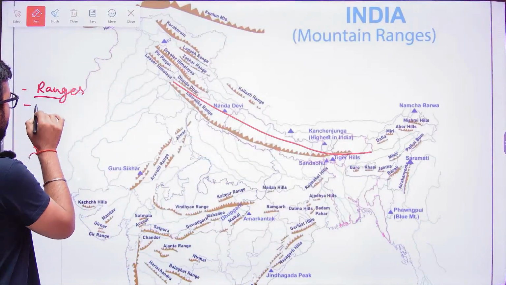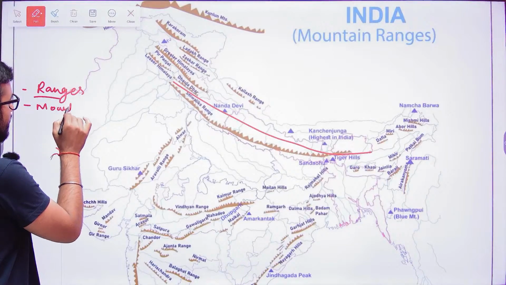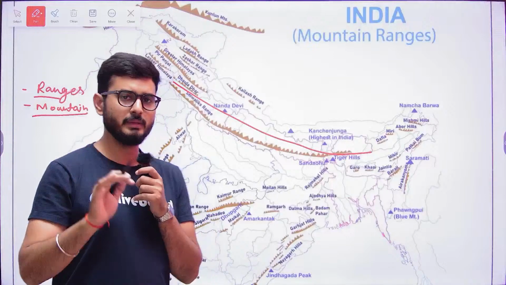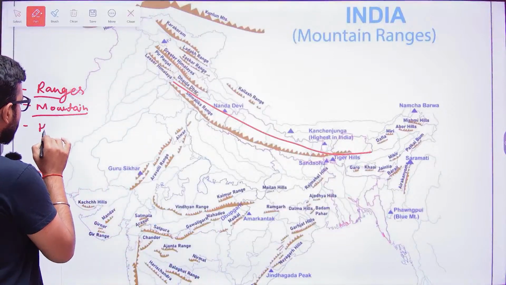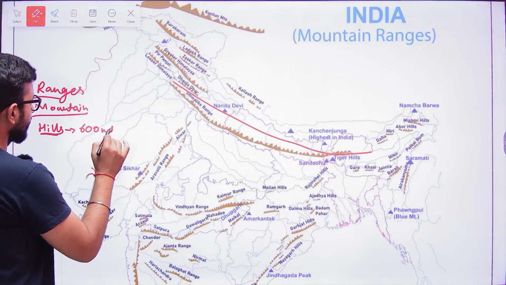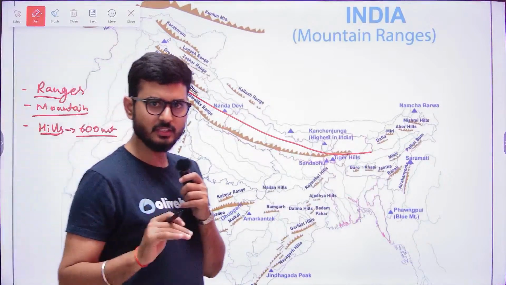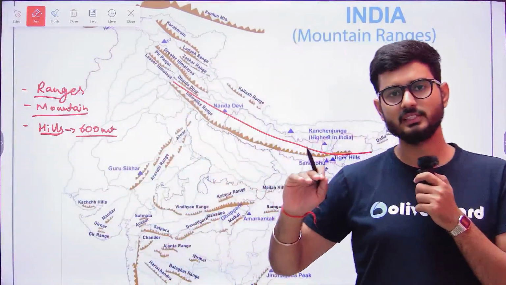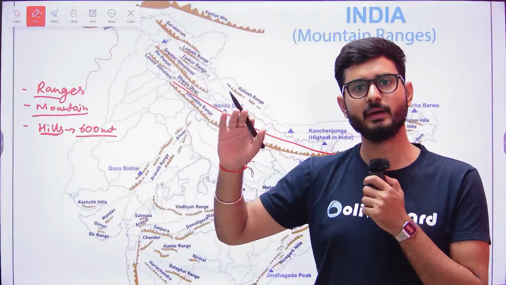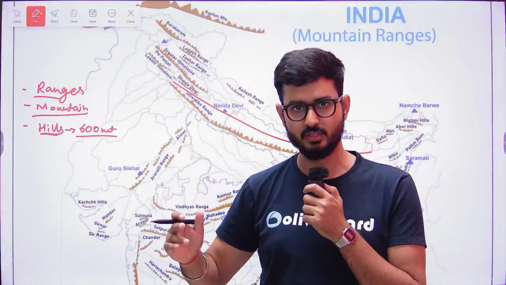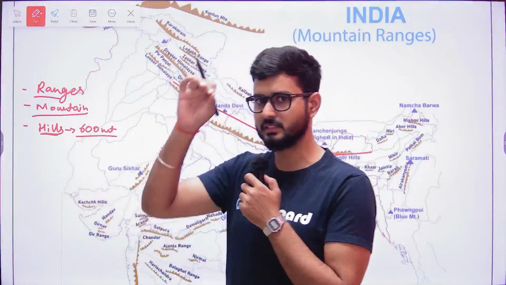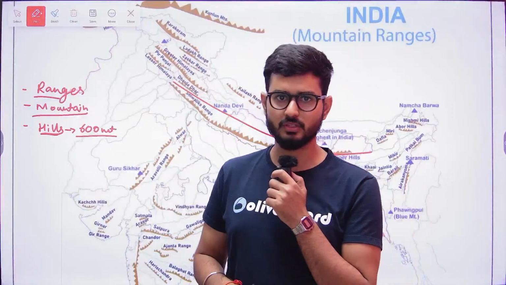Second, when I talk about mountains, they are a single entity, a single big entity. When I talk about hills, the hills are generally below 600 meters in size. The mountains are generally very big in height, but the hills are comparatively lesser versions of the mountains. And finally there is the peak. The peak means the topmost point of the mountain.